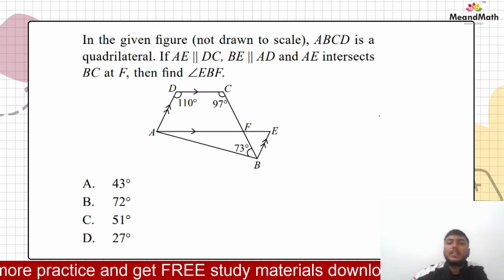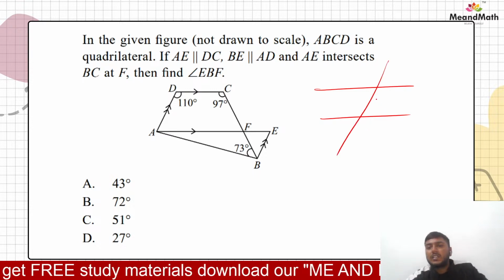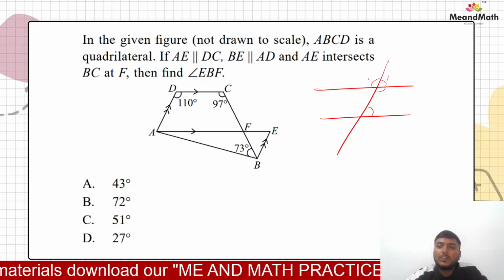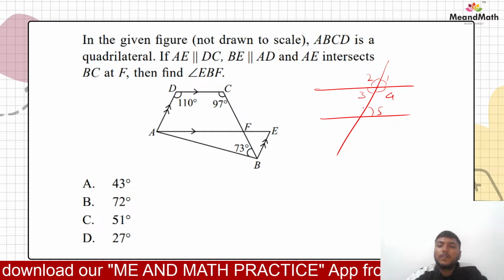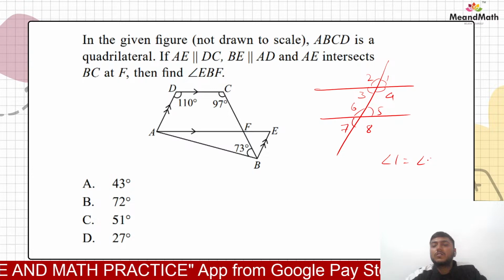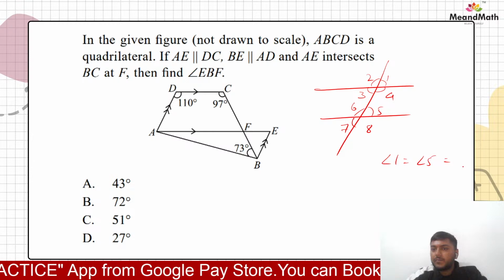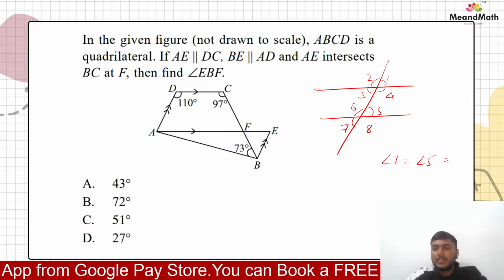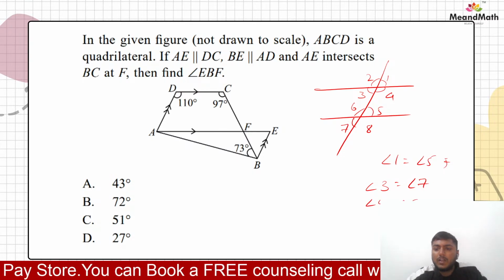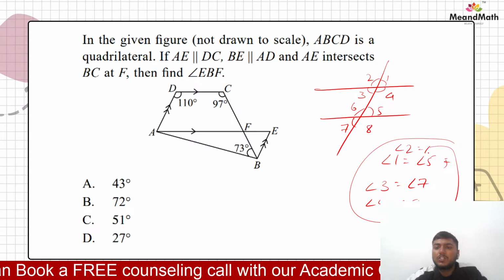So what are the properties? Let us quickly see. If two parallel lines are there, let us say these are angles 1, 2, 3, 4, 5, 6, 7, 8. Angle 1 is equal to angle 5, that is corresponding. Angle 3 is equal to angle 7, angle 4 is equal to angle 8, and angle 2 is equal to angle 6. These are all corresponding angles.